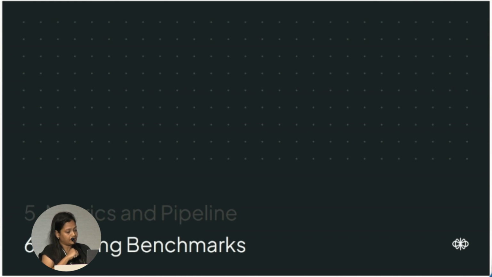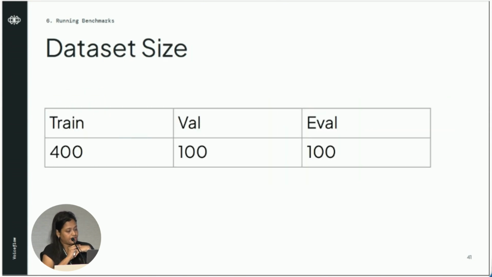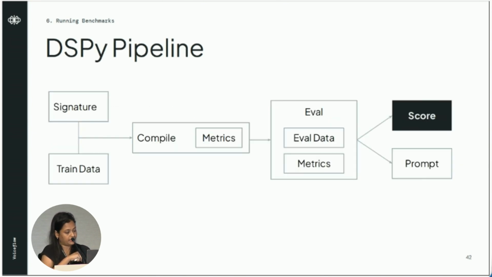Yeah, next comes running benchmarks. For evaluation data, as a rule of thumb, we used an 80-20 split. Our training data set was around 400, with a validation set of 100 and an evaluation set of 100. With Bootstrap Few-Shot, we can also provide the validation set as an input, so that it performs well on unseen data during the optimizer phase. Once you have the optimized prompt, you run it on this evaluation data set and determine what works best. Yeah, the final piece is scoring.